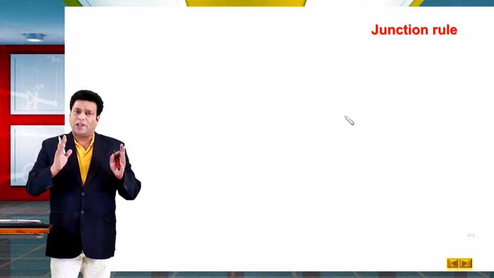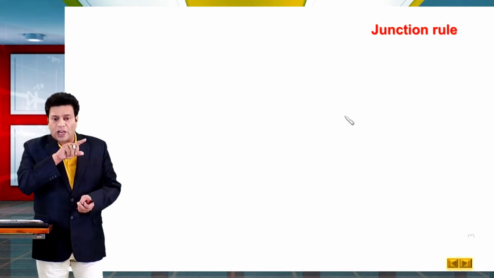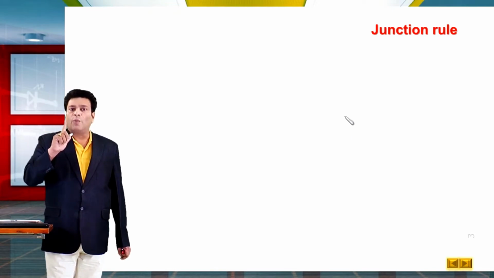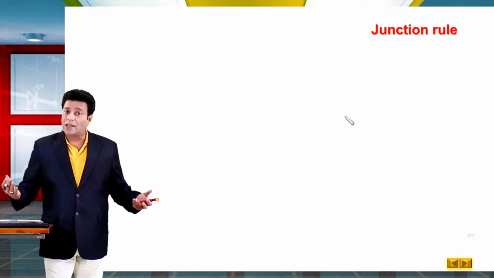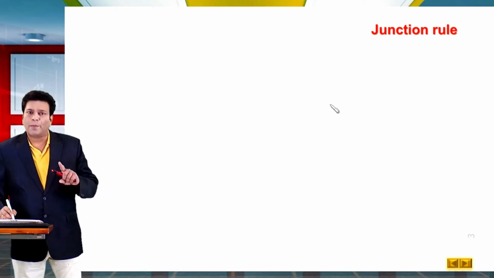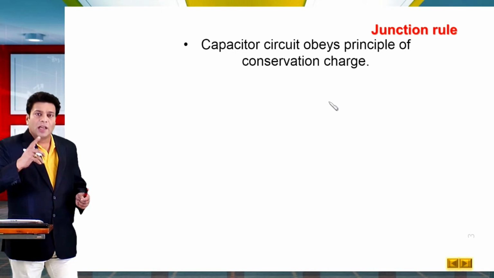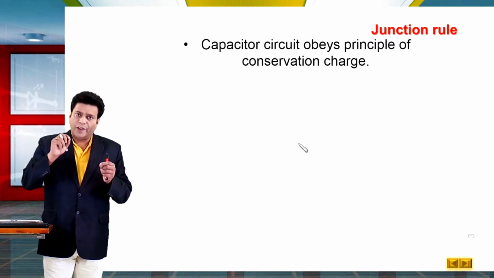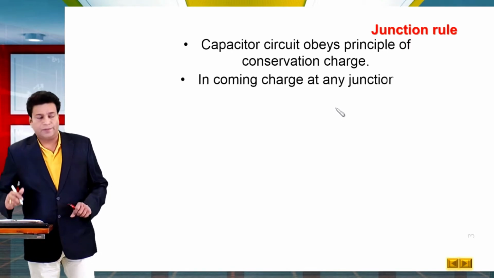So, resistance and batteries are continuous elements of the circuit. But in a capacitor, we can observe there is a gap between the plates of the capacitor. So, we can say charge does not flow across the plates. But one thing is common in resistance, battery and capacitor also, that is the charge is always conserved. So, a capacitor circuit always obeys the principle of conservation of charge. It is the same as conservation of current for the resistance part. In any junction, incoming charge should be equal to the outgoing charge from that junction.